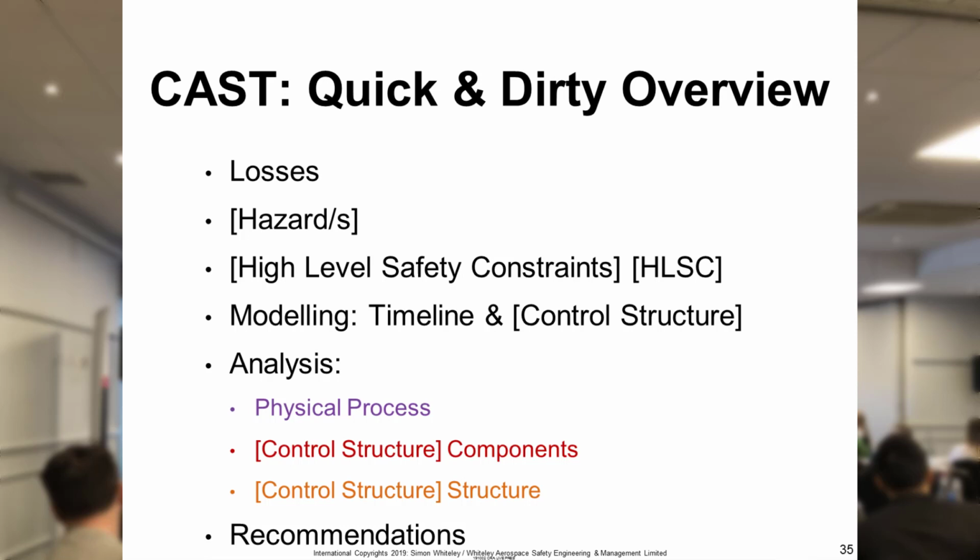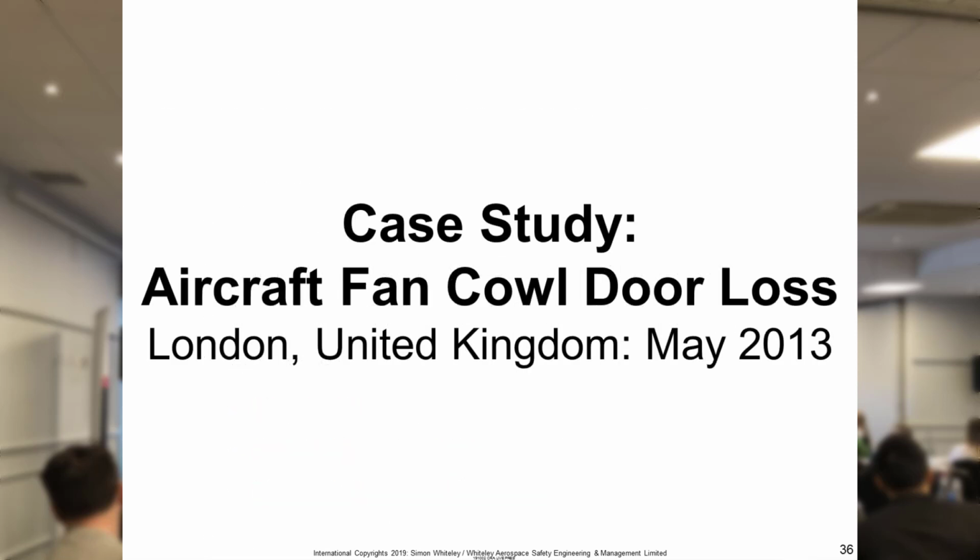And that's in 3 parts: the physical process, the components of the structure, you know, the controllers, and then the structure itself and how that contributed to the accident. And then, of course, make recommendations. Now, it's not a linear process. It is iterative, dependent upon the investigation you're doing, but that is the broad sort of structure of it. So we've not got much time. Let's see how we can get through this.